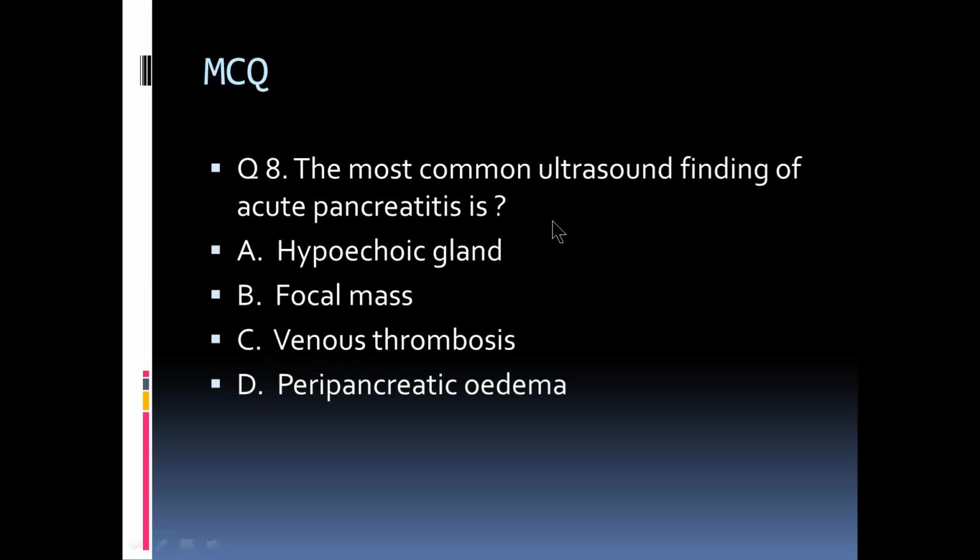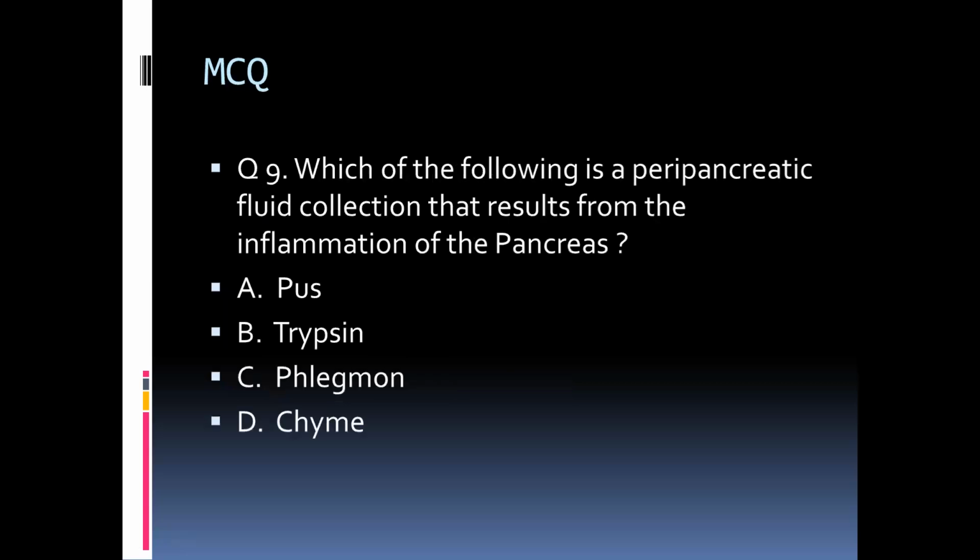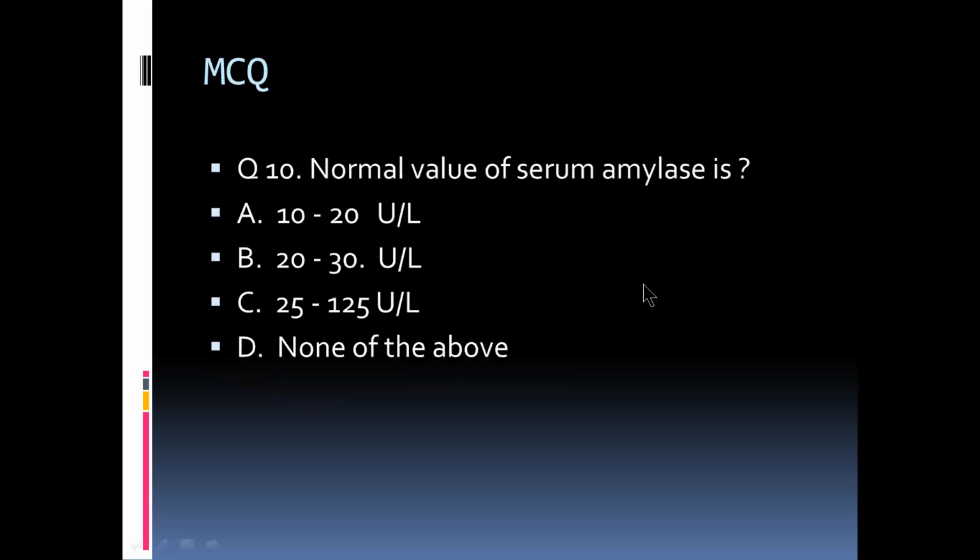What is the most common ultrasound finding of acute pancreatitis? The answer is peripancreatic edema, or peripancreatic inflammation, is the most common ultrasound finding, in about 60 to 65% of cases. Which of the following is the peripancreatic fluid collection that results from inflammation of the pancreas? The answer is phlegmon is the peripancreatic fluid collection that results from the inflammation of the pancreas.